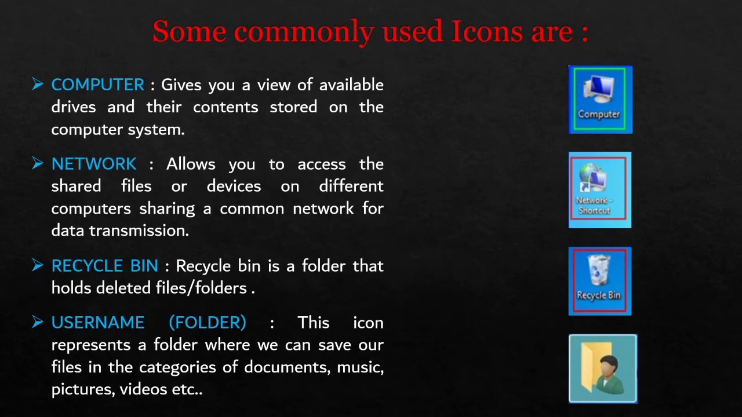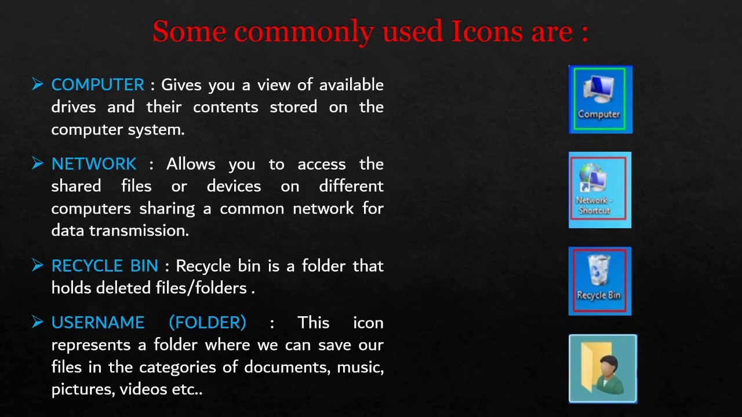It gives a view of available drives and their contents stored on the computer system. Next icon is Networks. It allows you to access the shared files or devices on different computers. Sharing is a common network for data transmission. Next is Recycle Bin. Recycle Bin is a folder that holds deleted files or folders. The deleted files or folders can be restored to their original location.